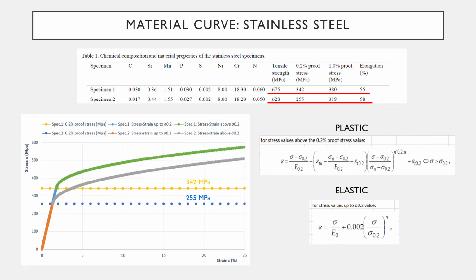Here you can see the material curve for stainless steel. Two specimens will be used in this research. Here you can see the characteristics of these specimens. And at the right you can see the formulas which are used for obtaining the graphs. In this graph you can see the stress-strain curve for specimen 1 and for specimen 2.